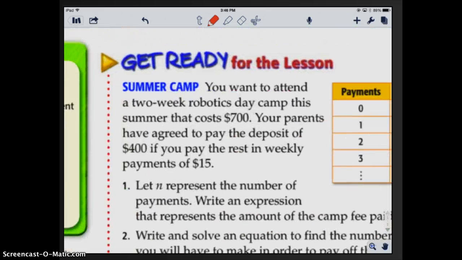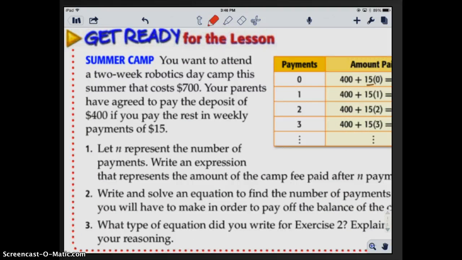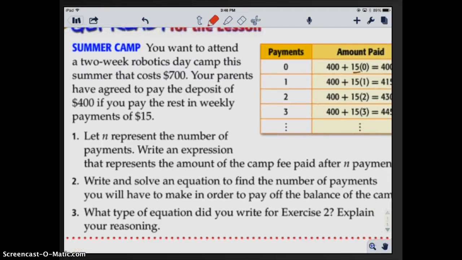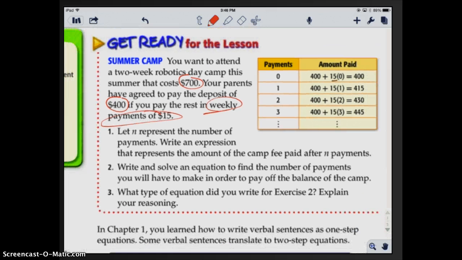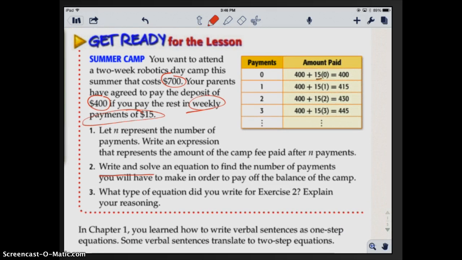First, start off with this little problem. You want to attend a 2-week robotics day camp this summer that costs $700. Your parents have agreed to pay the deposit of $400 if you pay the rest in weekly payments of $15. We will eventually be writing and solving an equation to find the number of payments you'll have to make.